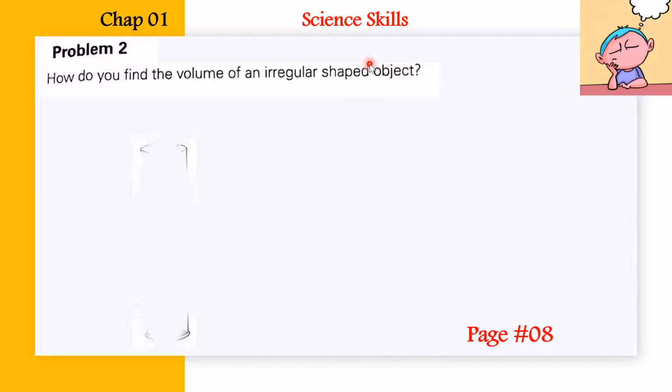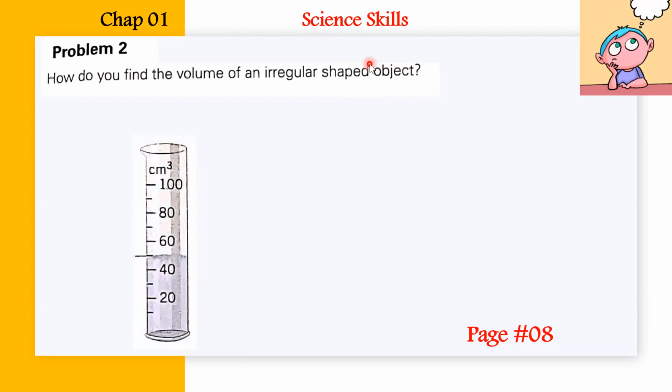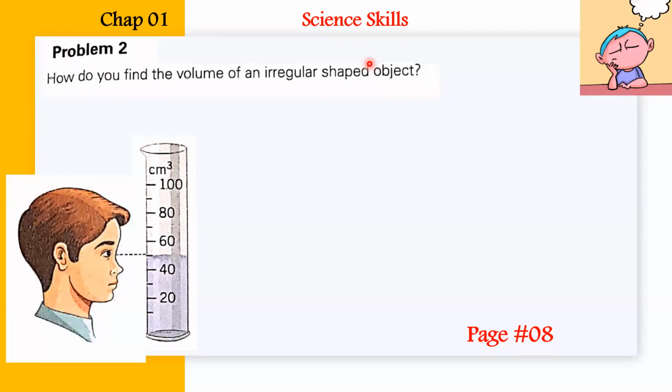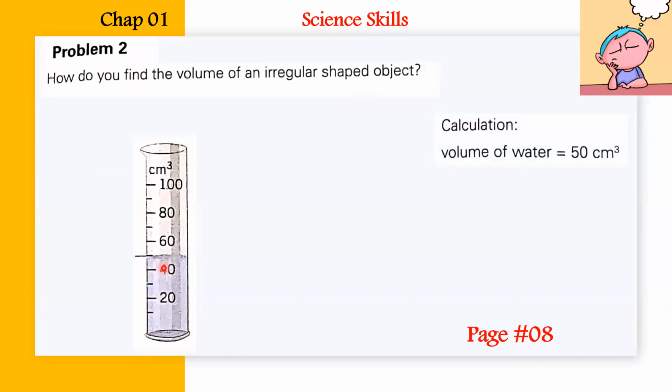No, no. You have to take a cylinder and put some water in it. You will find the level of the water. Initially the level of the water is at 50 centimeter cube. 50 centimeter cube is the level of the water, so the volume of the water will be 50 centimeter cube.